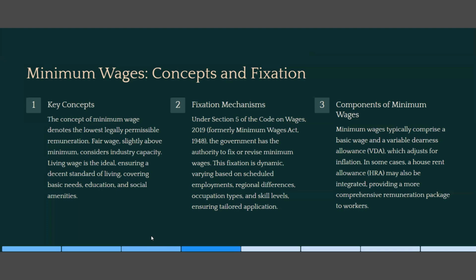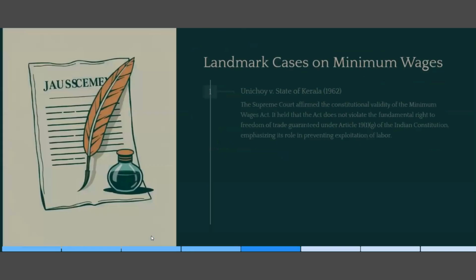Now coming to the components of minimum wages. Minimum wages typically comprise a basic wage and a variable dearness allowance, which adjusts for inflation. In some cases, a house rent allowance may be integrated, providing a more comprehensive remuneration package to workers.